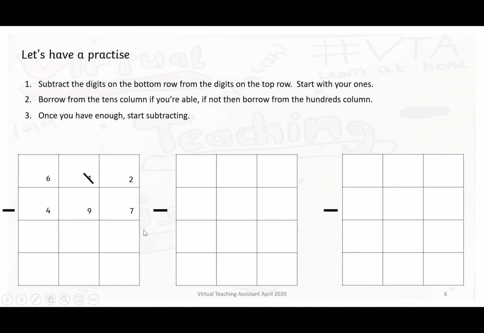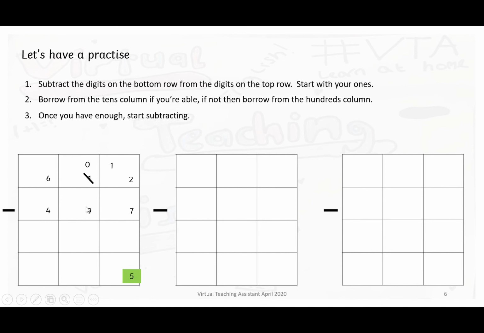Okay. So I can't take 7 from 2. So I'm going to cross out my 1 here because I'm going to borrow a 10. That then becomes a 0. This now becomes a 12. Can I take 7 from 12? Yes, I can. That leaves me with 5.